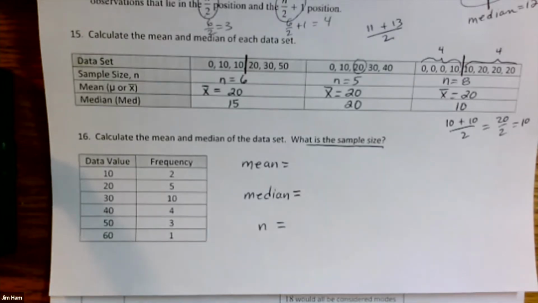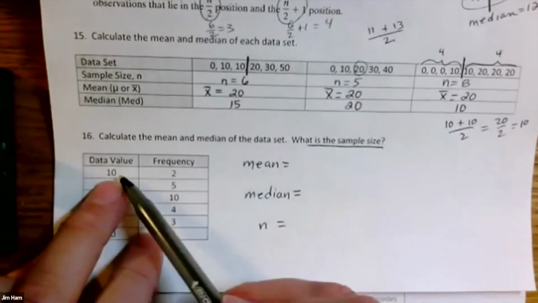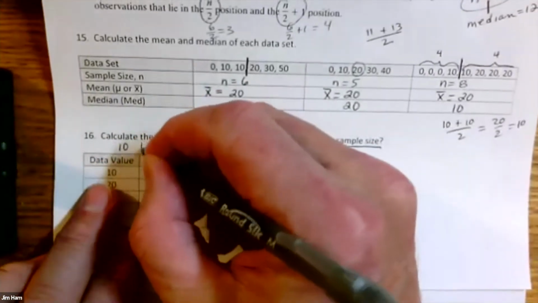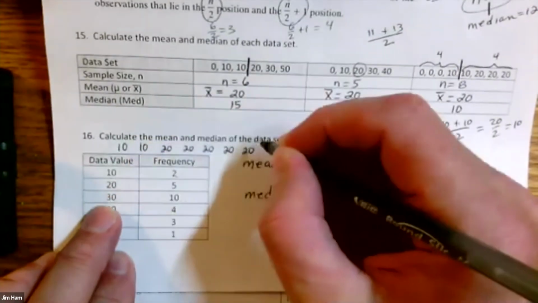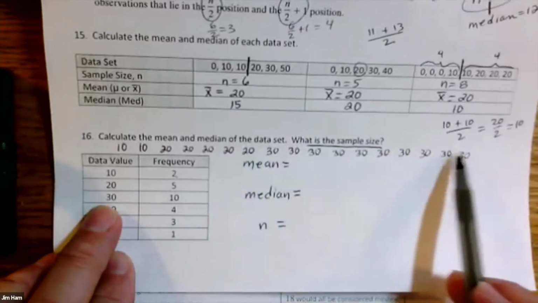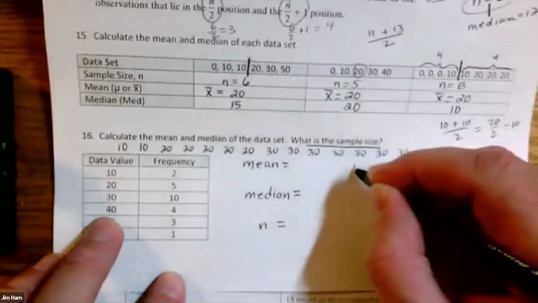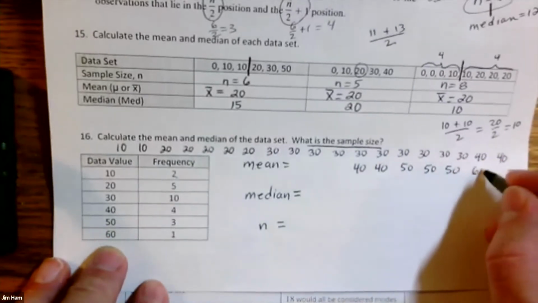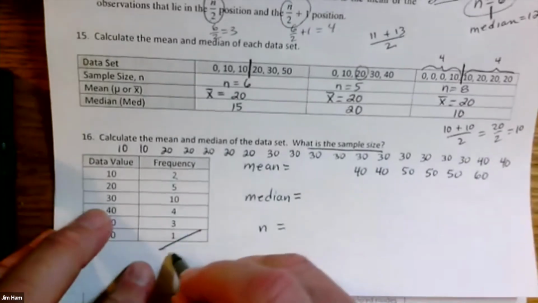Okay, let me add a little bit more to this. Here's what this means. In this data set, the data value 10 appears twice. These are all ordered. So if I wrote all these data values out, you'd have 2 10s, and then 5 20s, and then 10 30s. I think that's 10. 1, 2, 3, 4, 5, 6, 7, 8, 9, 10. All right, and then we have 4 40s, 40, 40, 40, and 40, and then 3 50s, and then 1 60. So if you count all these up, you will see that there are 25 data values.